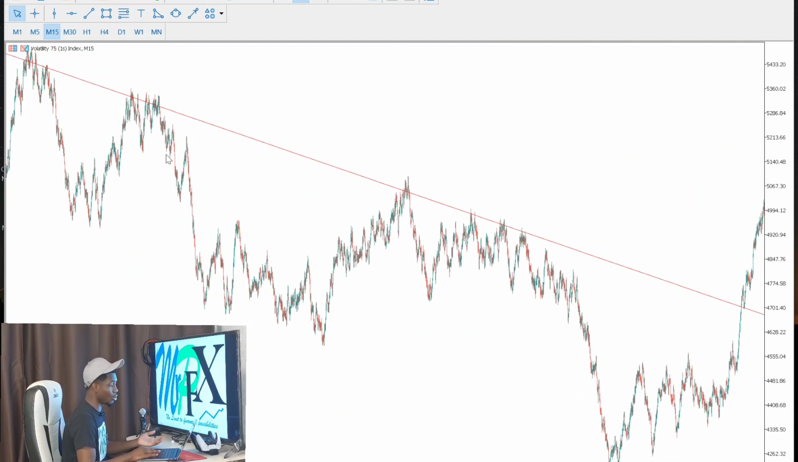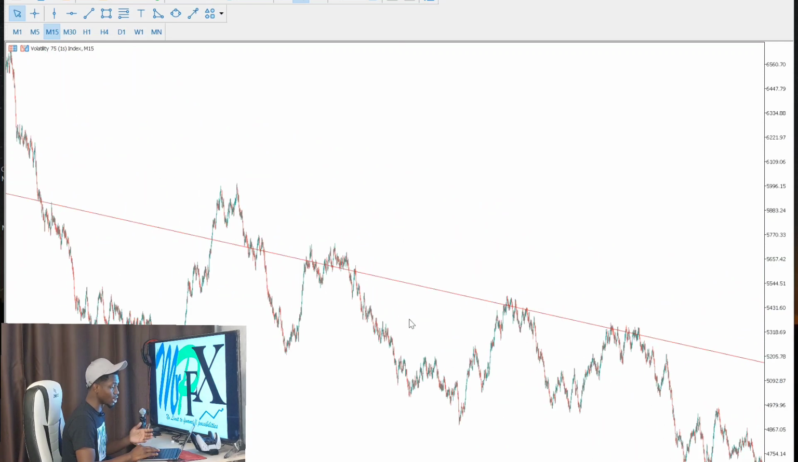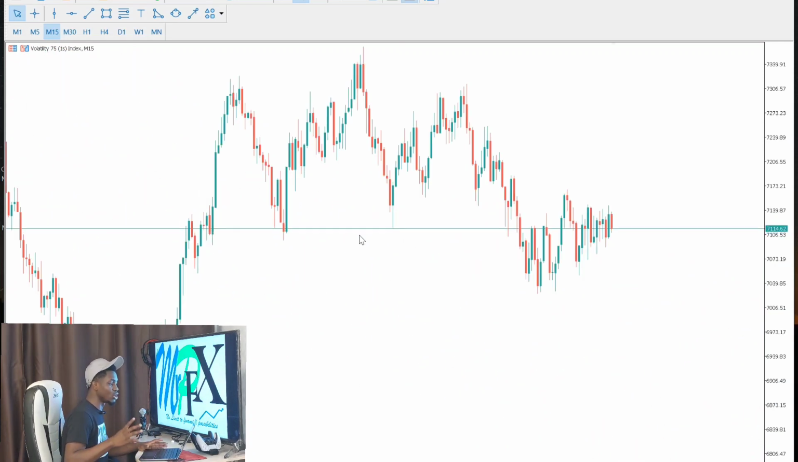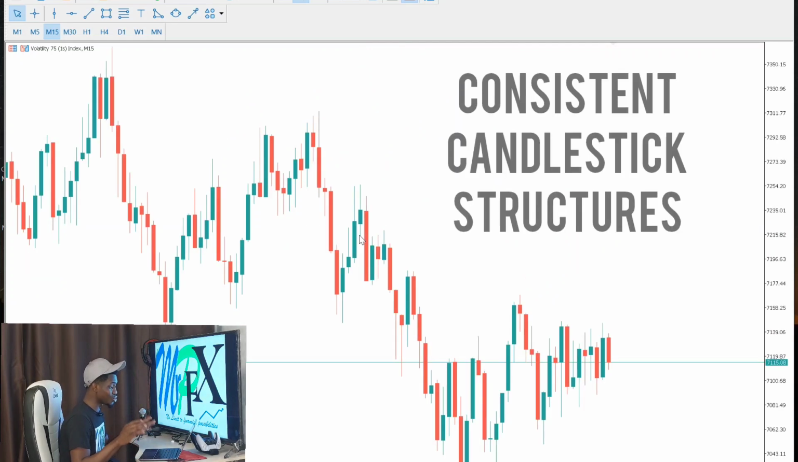It's almost impossible for this thing to blow your account, apart from it going up and just keeps going up, or dropping down and just keeps dropping down. Its candlestick structures are quite straight also. They are actually extremely easy.